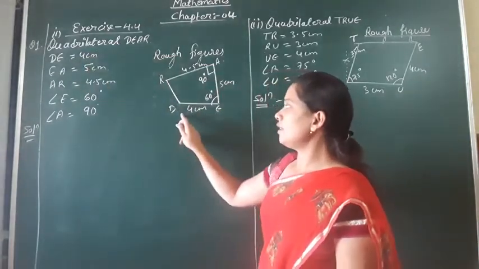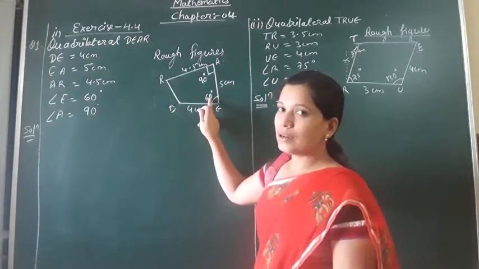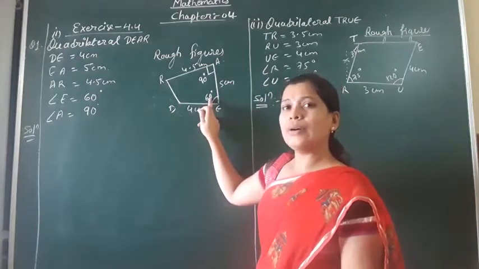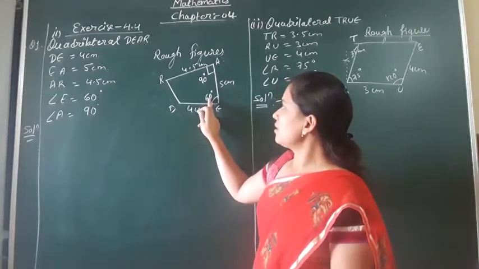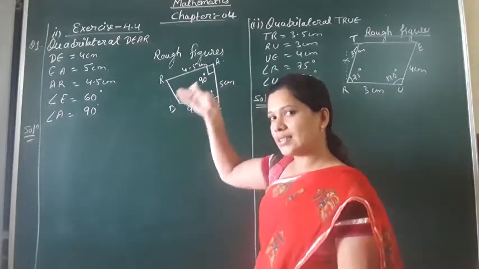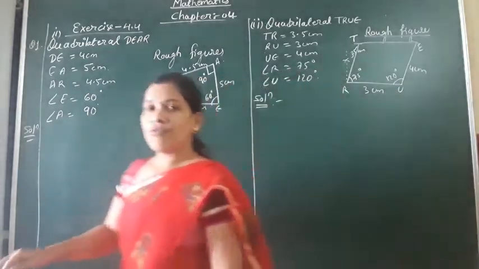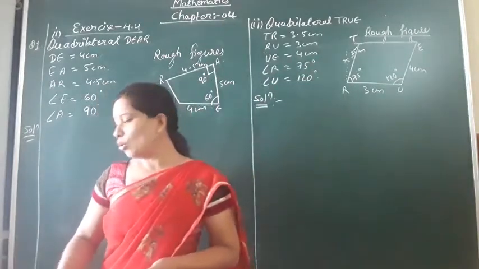Then with the help of this base, we are going to construct a 60 degree angle. Everybody knows how to construct 60 degrees with the help of the rounder. After constructing 60 degrees, we have to draw an arc of 5 cm so that it cuts this 60 degree angle. When we construct it, it will be more clear to you.